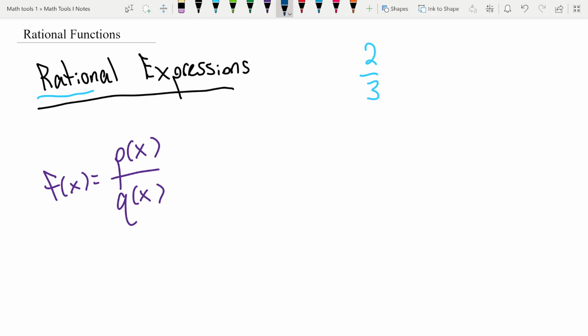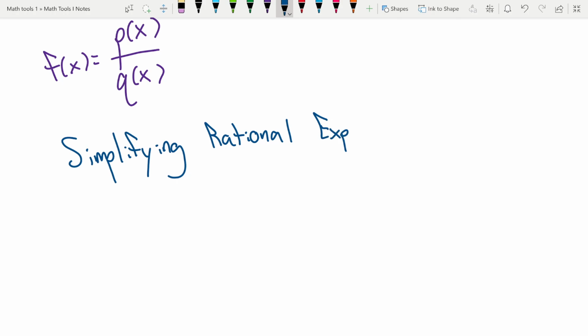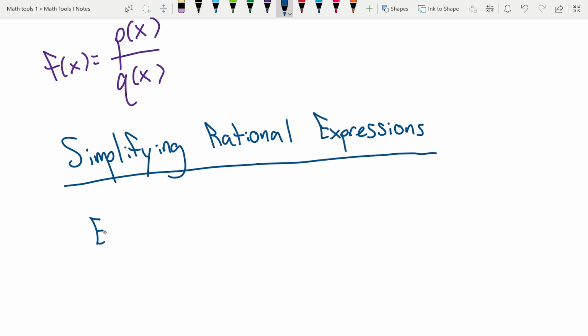So let's first take a look at simplifying rational expressions. We've already seen some kinds of rational expressions when we've looked at things like domain, because these are functions or expressions where you're going to start to have some domain issues because you have that denominator. So we have to make sure that the denominator can't be 0. So let's just start with an example of how we would simplify a rational expression.